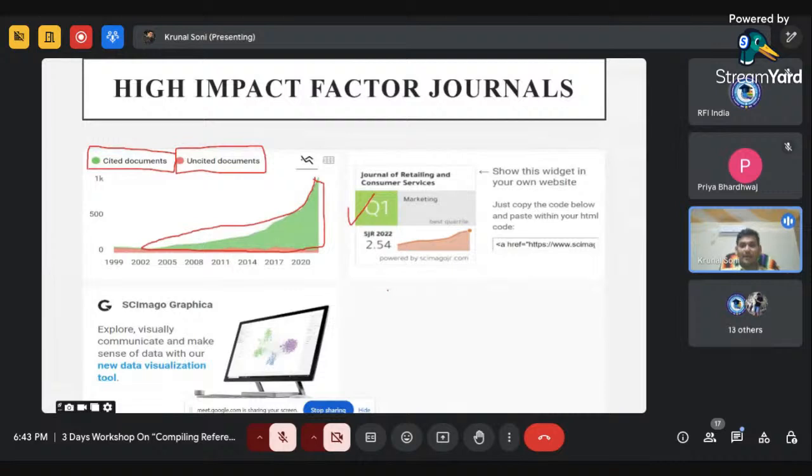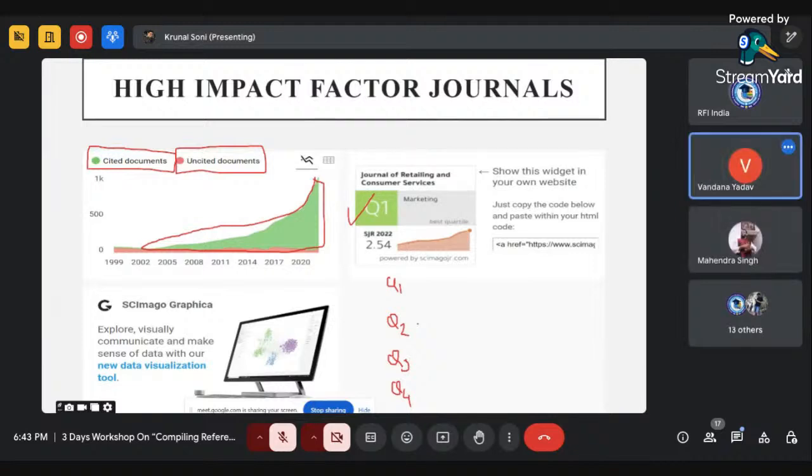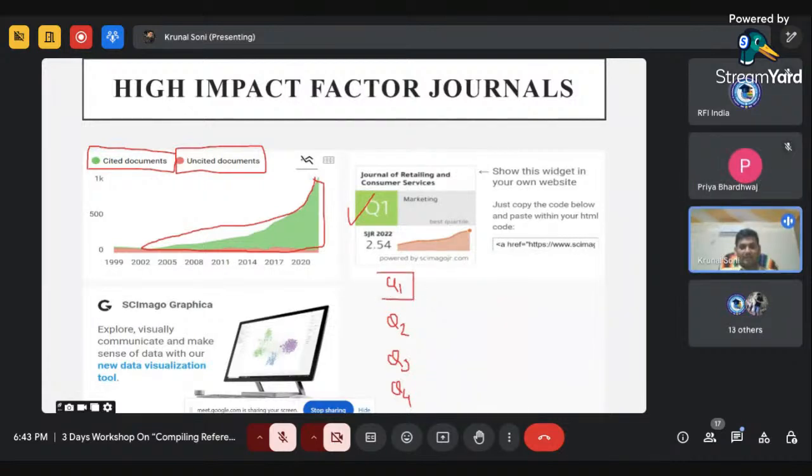There are four types of journals in Scopus. I hope you're aware of it: Q1, Q2, Q3, Q4. Yes or no, please confirm, so that I won't go into detail. If you don't know, don't write in the chat box, please speak out, I cannot see the chat box. Are you aware of it? Okay. So Q1 journals are the best quality journals.